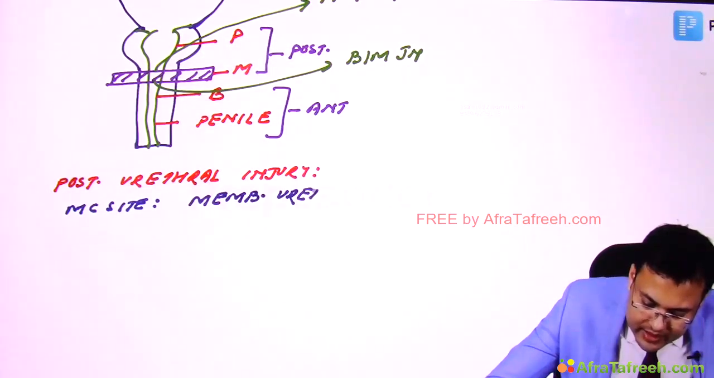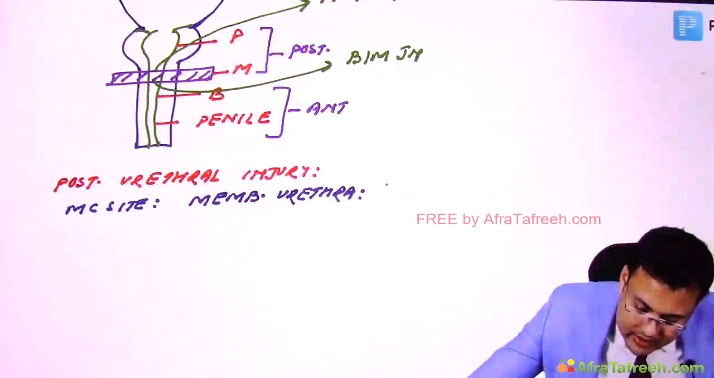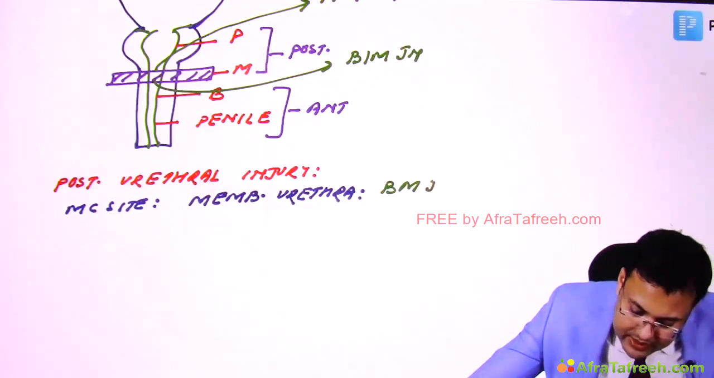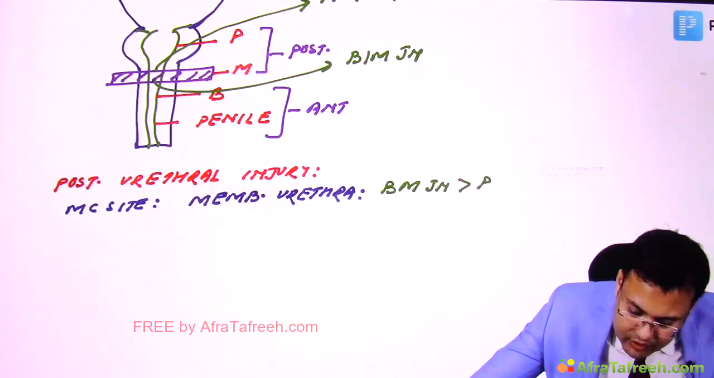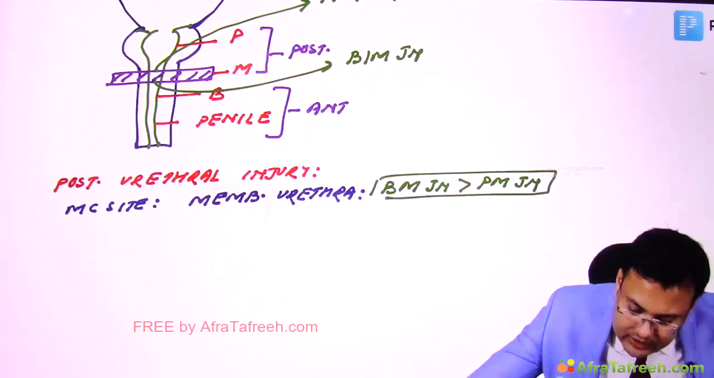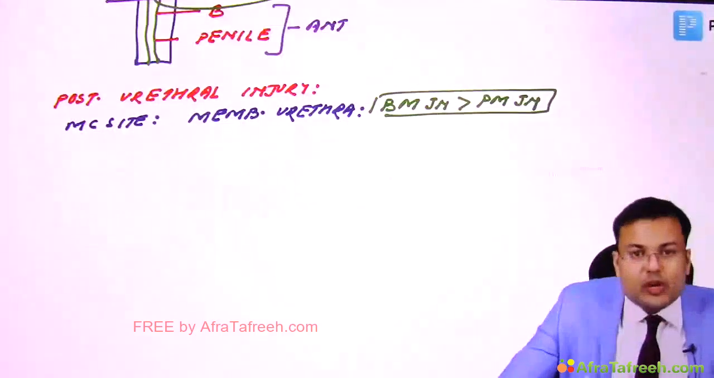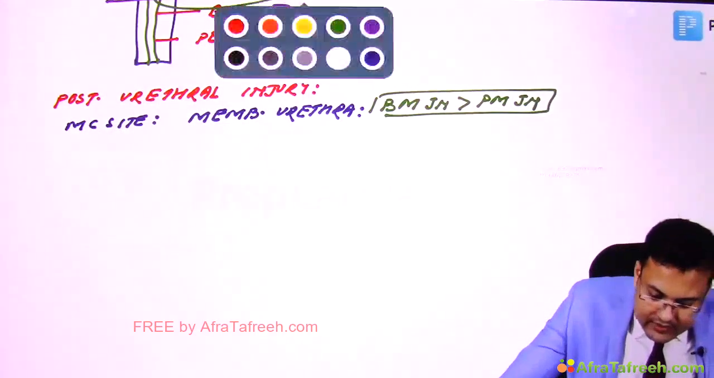Right? In membranous urethra, what is the most common site? It is the bulbomembranous junction, followed by the prostatomembranous junction. Simple. What's the most common cause? It is the road traffic accident.